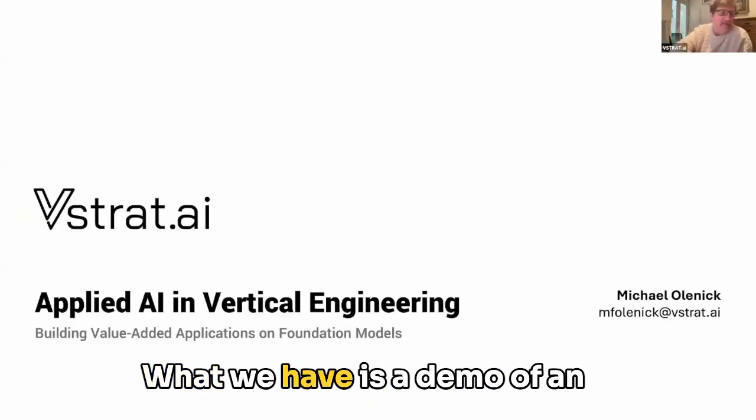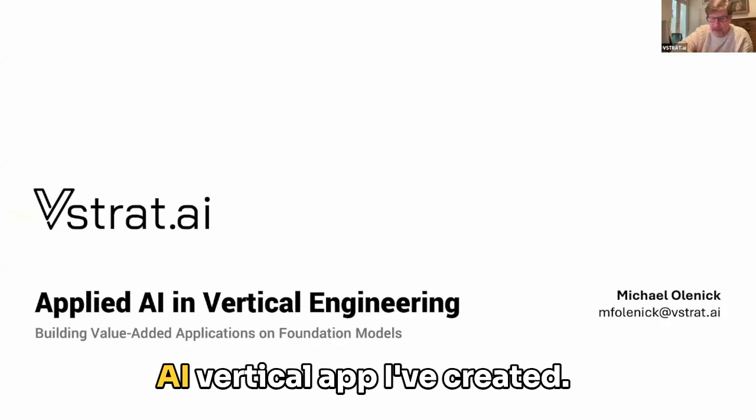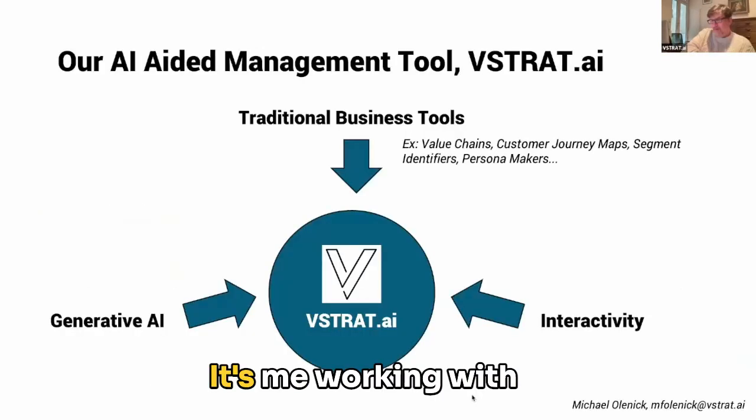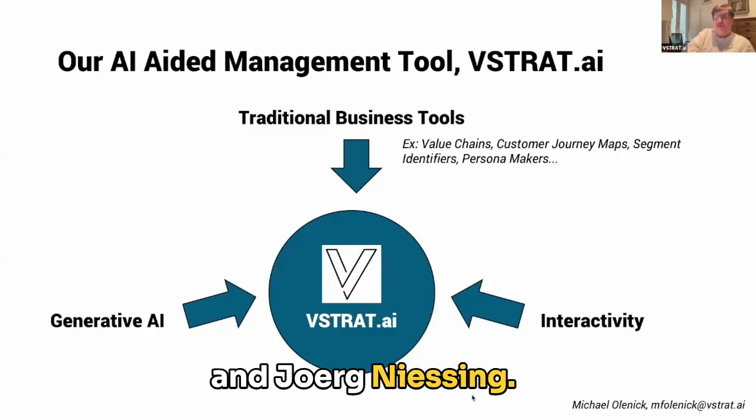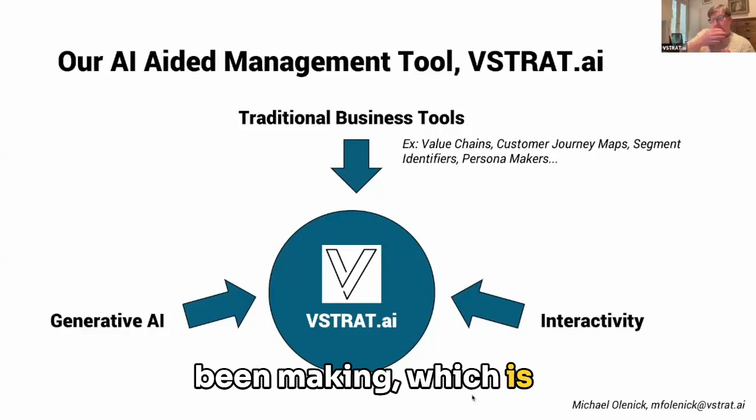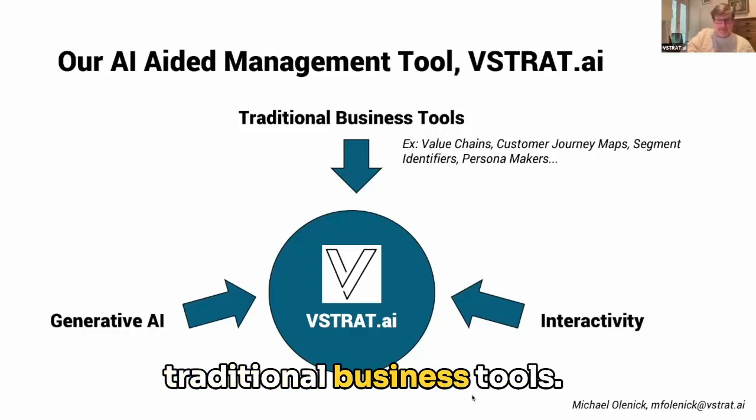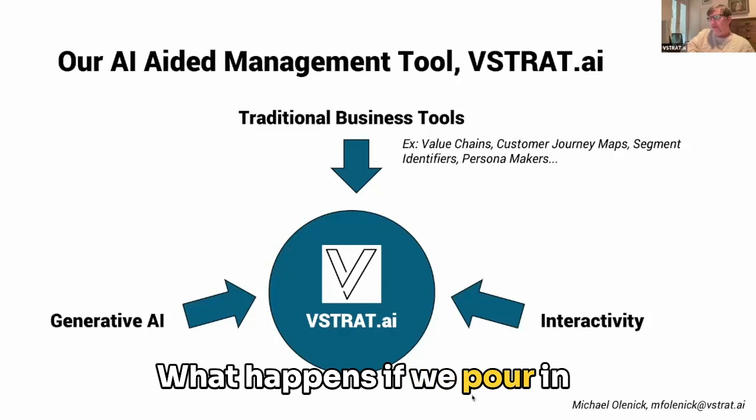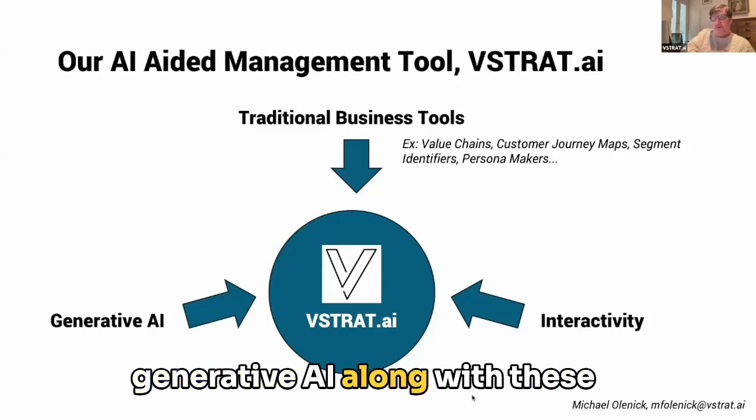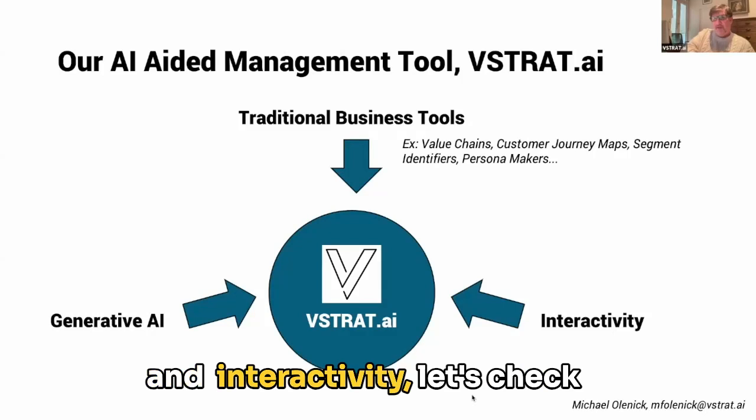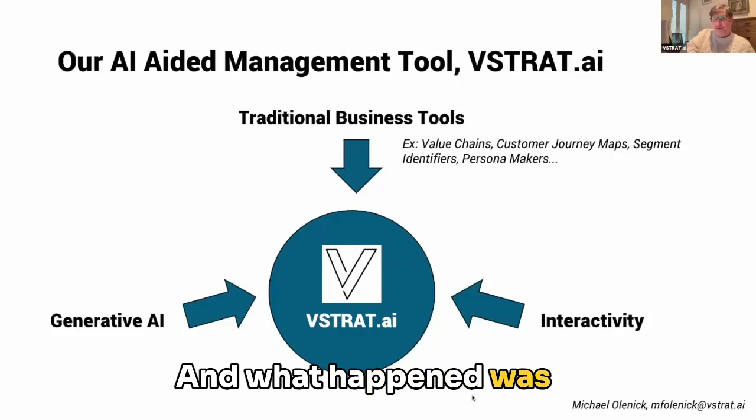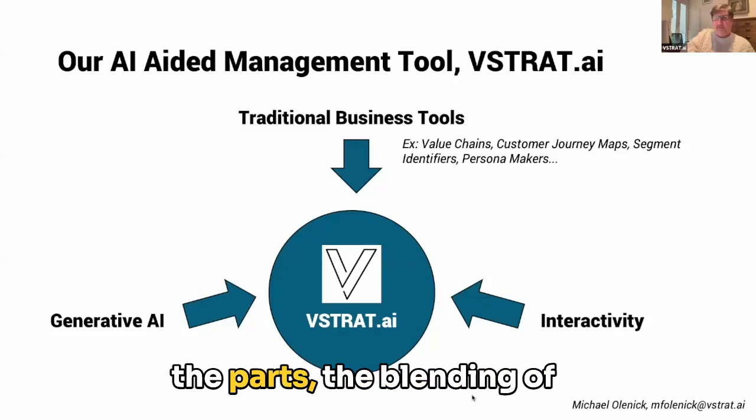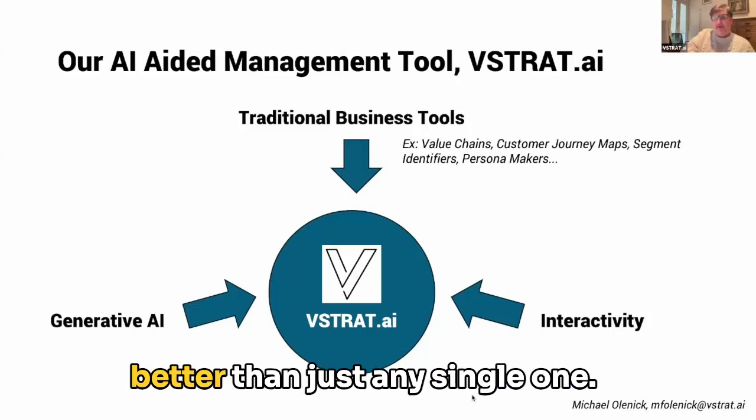Welcome, everybody. What we have is a demo of an AI vertical app I've created. It's me working with a few others at INSEAD, especially Peter Zemsky and Jörg Nissing. We took these apps we've been making, which is adding interactivity to traditional business tools. What happens if we pour in generative AI along with these traditional business tools and interactivity? Let's check it out and see what happens. And what happened was we found that the sum of the parts, the blending of all three of them, was a lot better than just any single one.